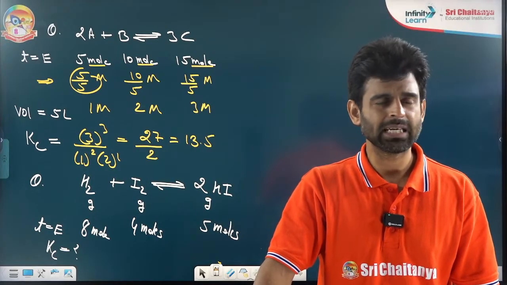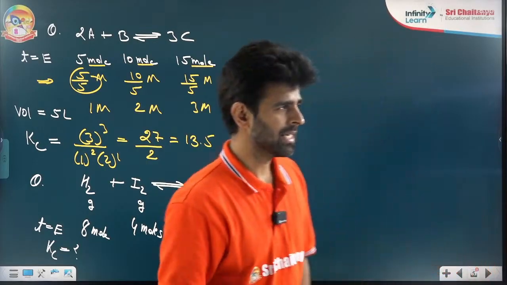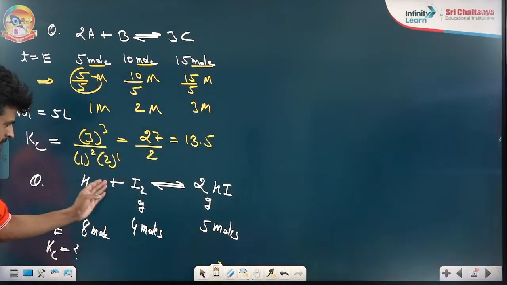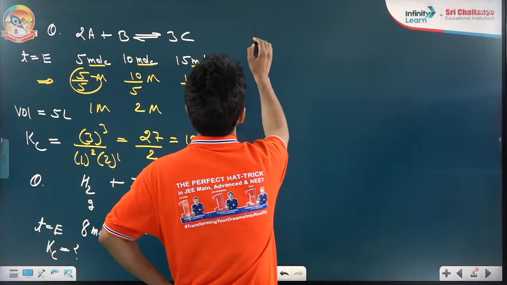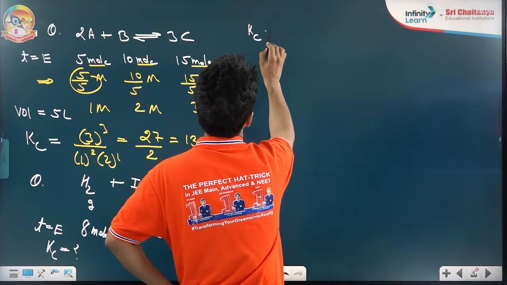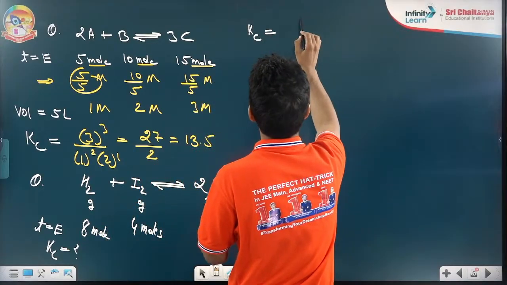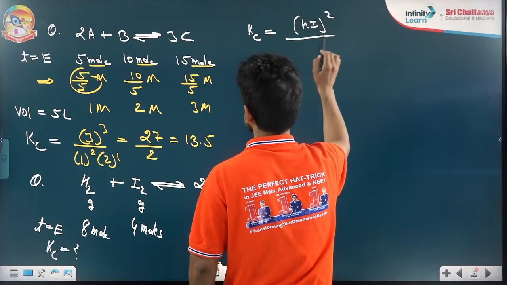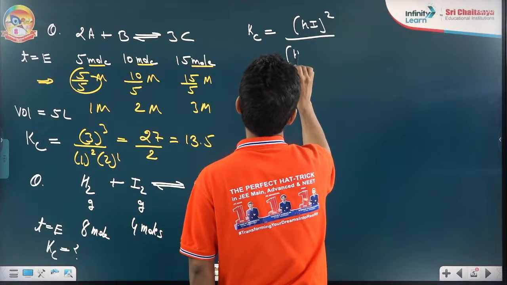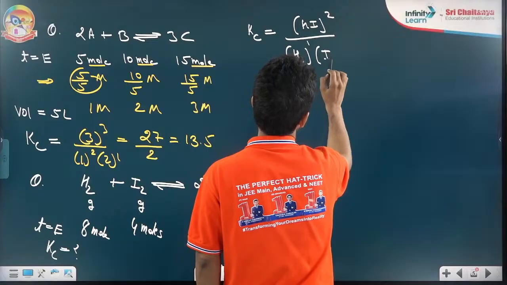Without volume, can you get the answer in this question? Look carefully, here you have 2 moles and here how many moles? 2 moles, right? So if you go for the Kc, look at this: [HI] concentration power 2 divided by [H2] power 1, and here we have [I2] and power how much? 1.